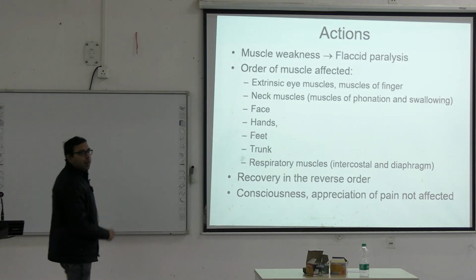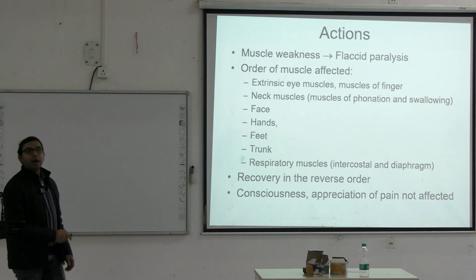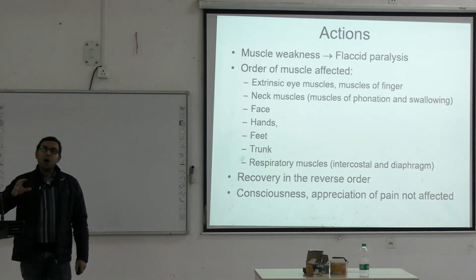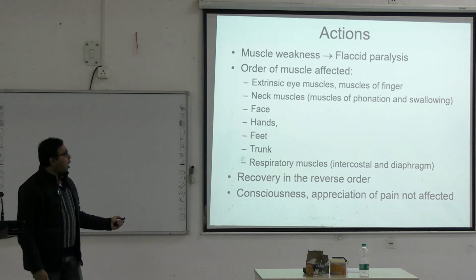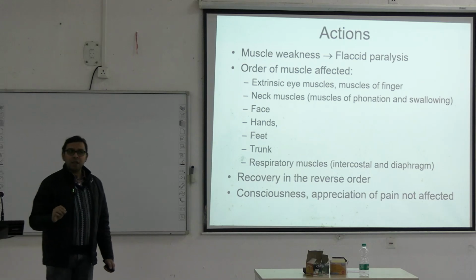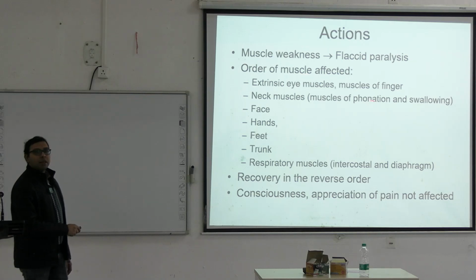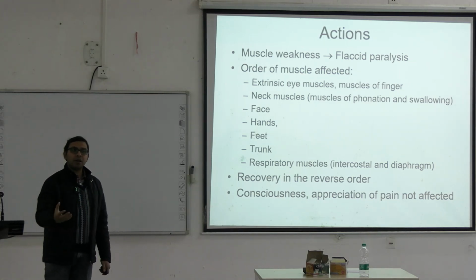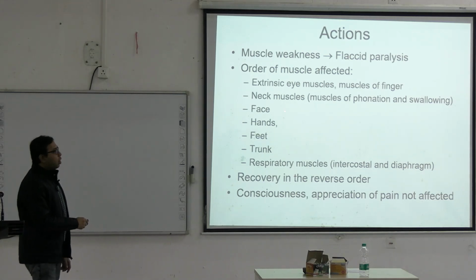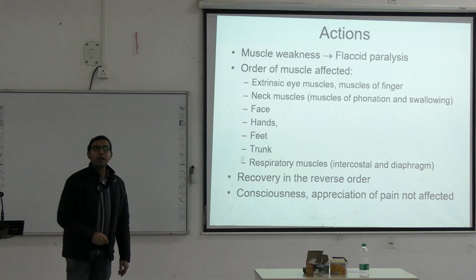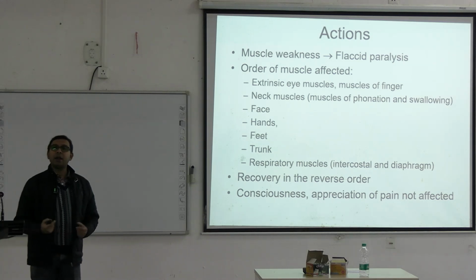So, what are the actions? When this happens, there will be muscle weakness and flaccid paralysis. The order of the muscles, how the drug is distributed, and how the different muscles are sensitized to the drug ultimately determine which muscles will be affected first, and during the recovery phase which muscles will be affected last. For example, the extrinsic eye muscles and muscles of the fingers will be paralyzed first, and they also recover first. Then the neck muscles, face, hands, feet, and trunk, and ultimately, if a very high amount of the drug is given, there may be respiratory muscle paralysis and death can also happen.